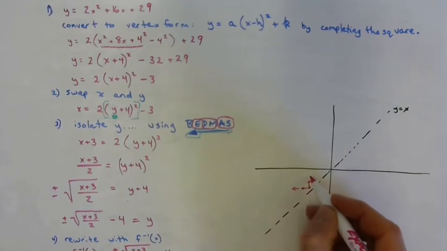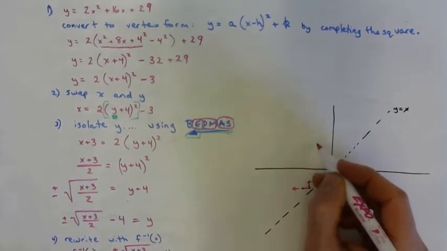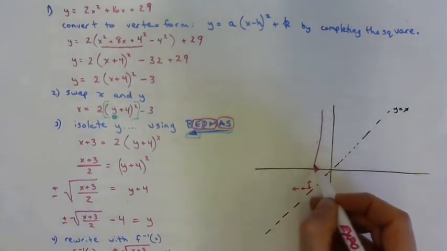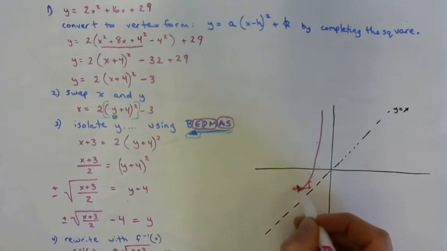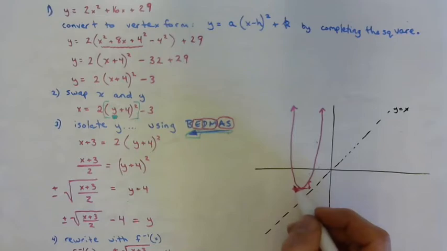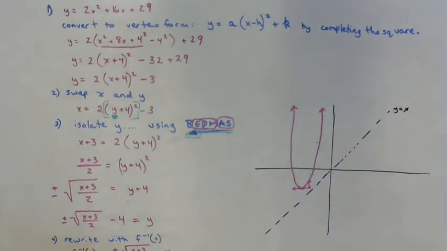So we're actually going to go over 1, up 2. Then we're going to go over 2, up 8. And you're going to have kind of a tall, skinny parabola that looks like this. As long as it looks something like this, you're doing fine.